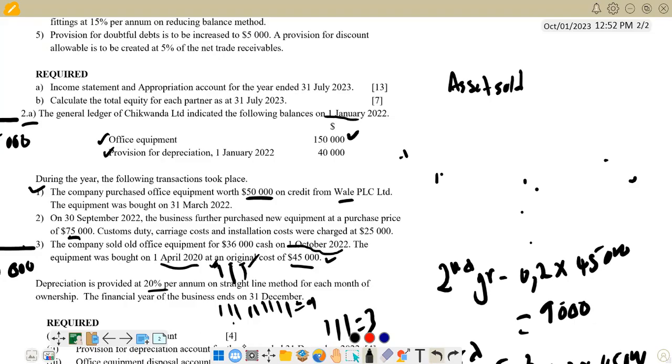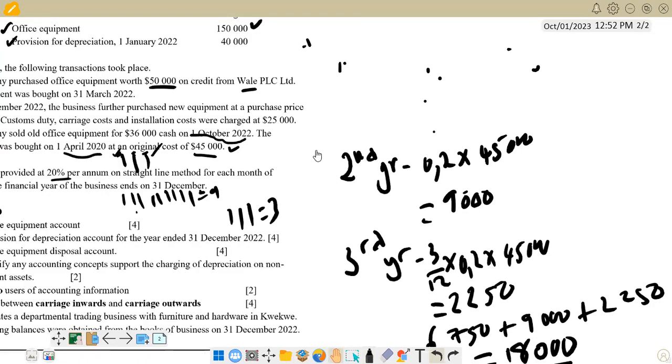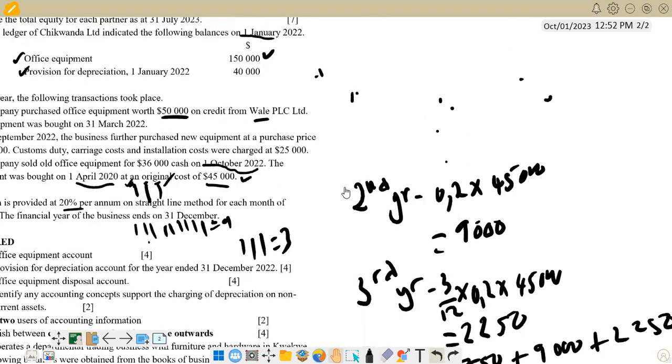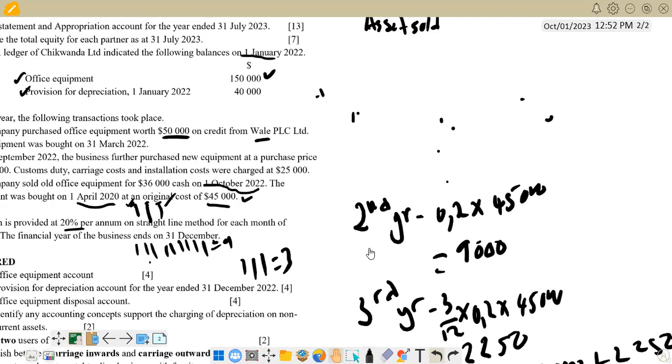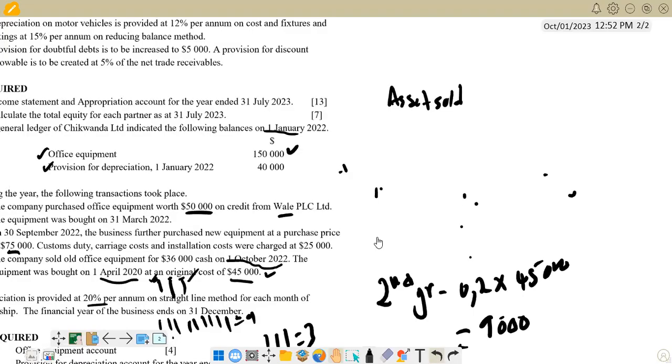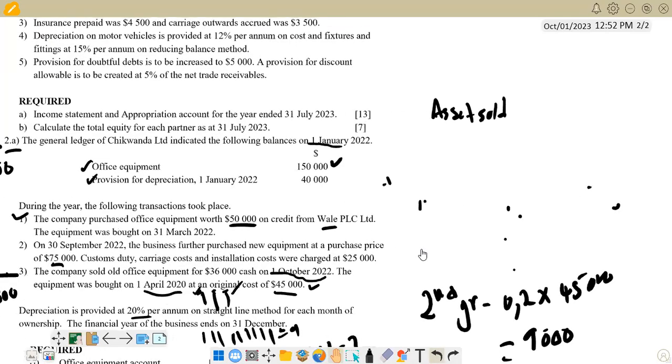The depreciation, we calculated it there, and we got 2,250 in the third year. So that's the depreciation for the asset sold for that year, 2,250.